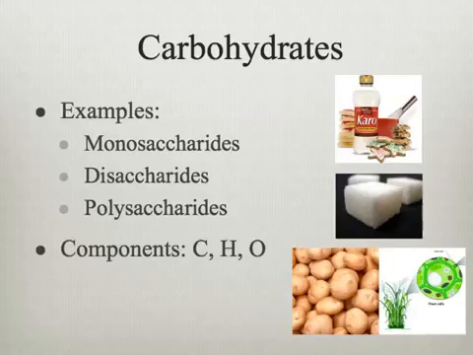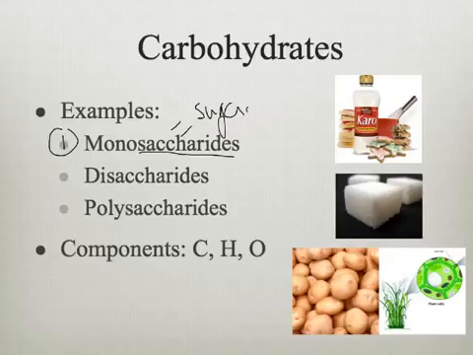So the first type of carbohydrate is a monosaccharide. And let's break down this name a little bit. So saccharide means sugar, and mono means 1. So a monosaccharide is going to be made up of 1 sugar. And the monosaccharide is going to be the monomer of a carbohydrate. Remember that monomer, that vocab word from last video, which meant the building block.